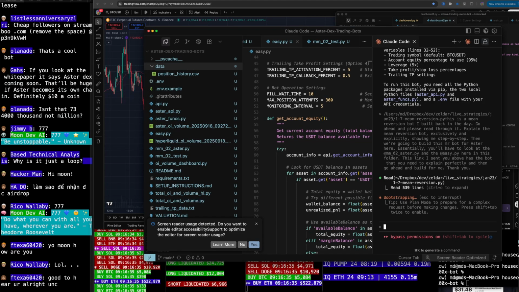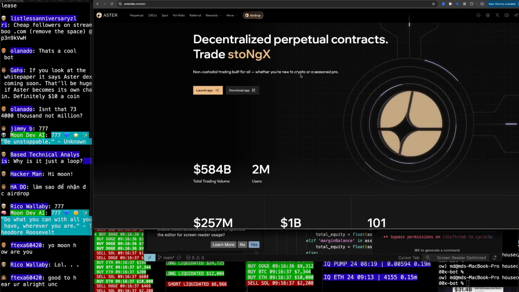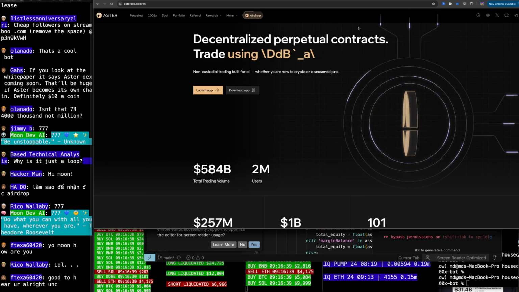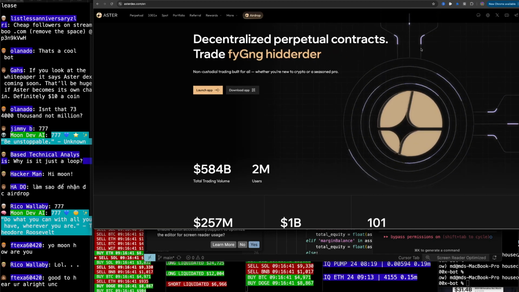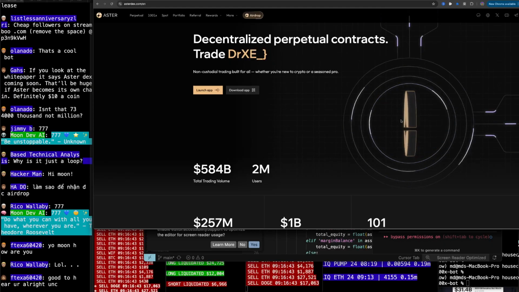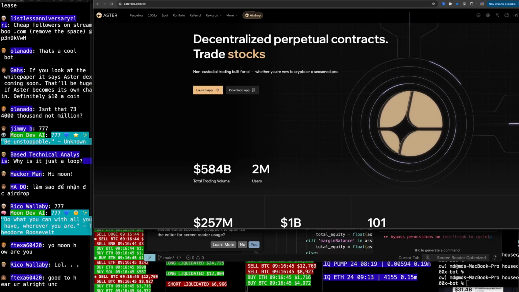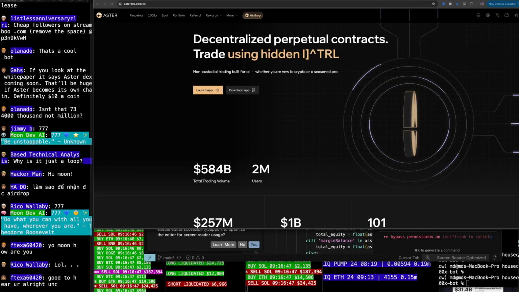The reason I'm building this is because Aster's having a huge airdrop of 500 to 700 billion or $1,000,000. If it was billion, holy smokes, that'd be crazy. But they're having a huge airdrop, so I'm building bots for it. I've already built my easy.py and I put it inside the Discord.